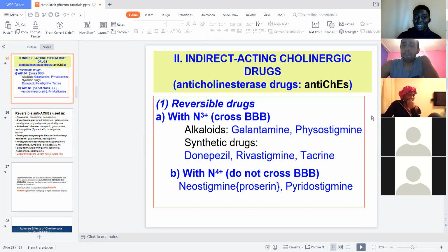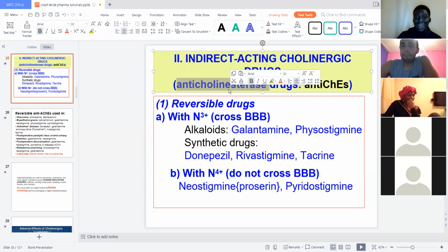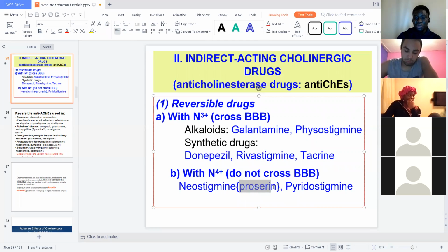So we have drugs that prevent the breakdown of acetylcholine. These are called anticholinesterases. Cholinesterase is a substance that breaks down acetylcholine. So these drugs prevent the breakdown of acetylcholine, thereby increasing acetylcholine presence. The names of the drugs are physostigmine and neostigmine. Neostigmine is also called proserine.